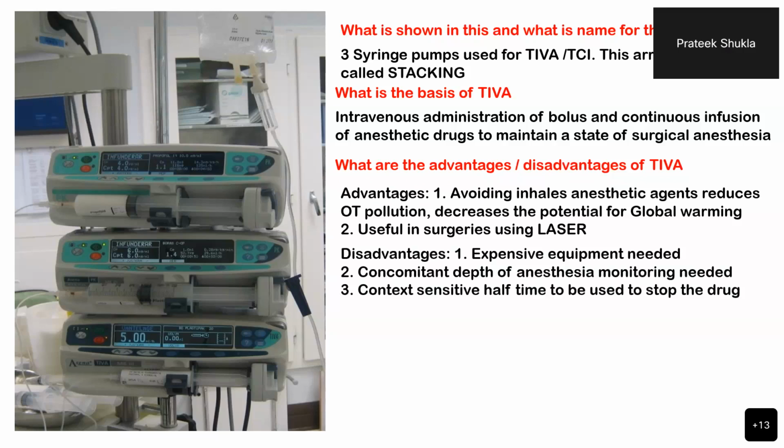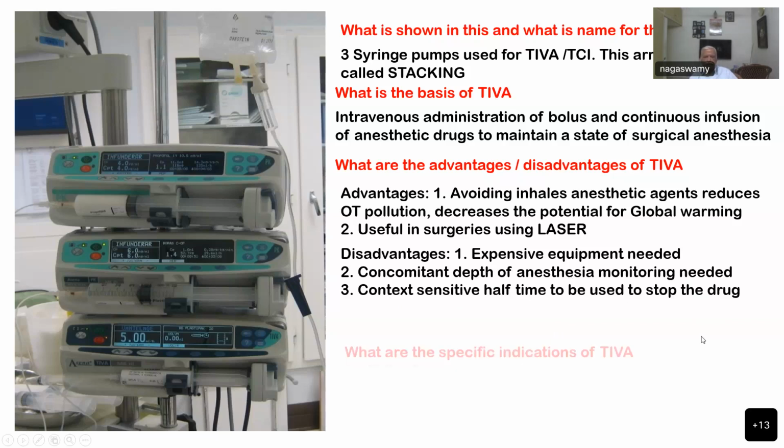Expensive equipment needed, concomitant depth of anesthesia monitoring is needed, context sensitive half time to be used for stopping the infusion. These three points you have to be very, very aware of. So that is the disadvantage. If you don't know when to stop the drug, you will be keeping the patient asleep even after the surgery is over. And all these equipment don't come so cheaply. They are all quite expensive. And whenever you use TIVA or TCI, it is mandatory nowadays that you also measure the depth of anesthesia.